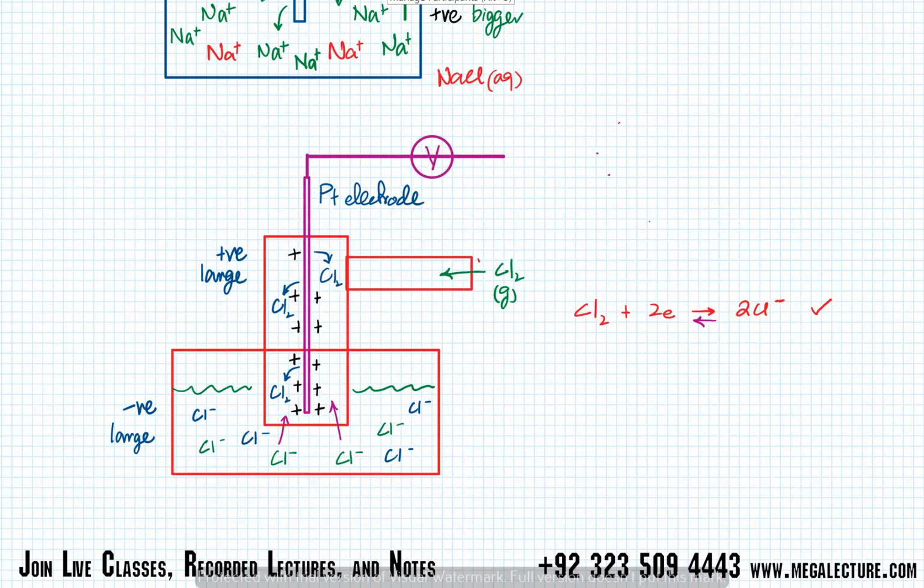So, just attach a voltmeter, measure the voltage, and you'll get your E naught, which in this case is 1.36 volts.